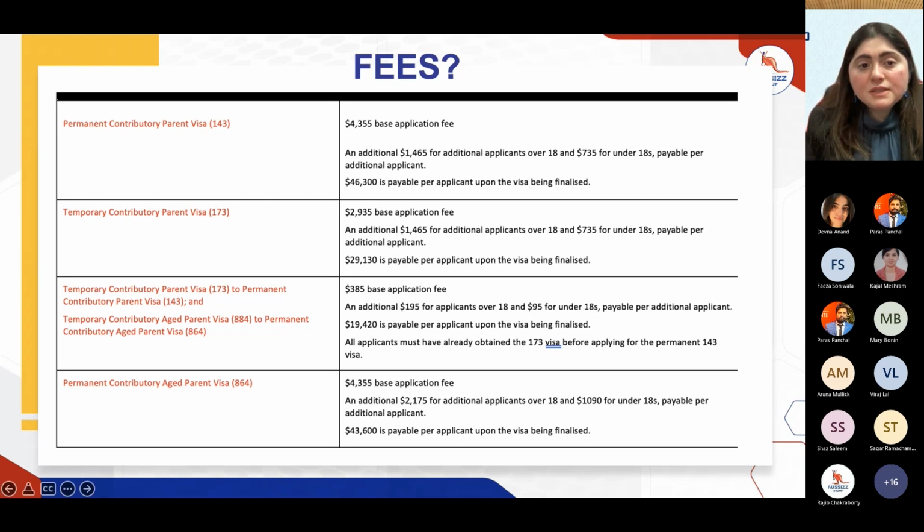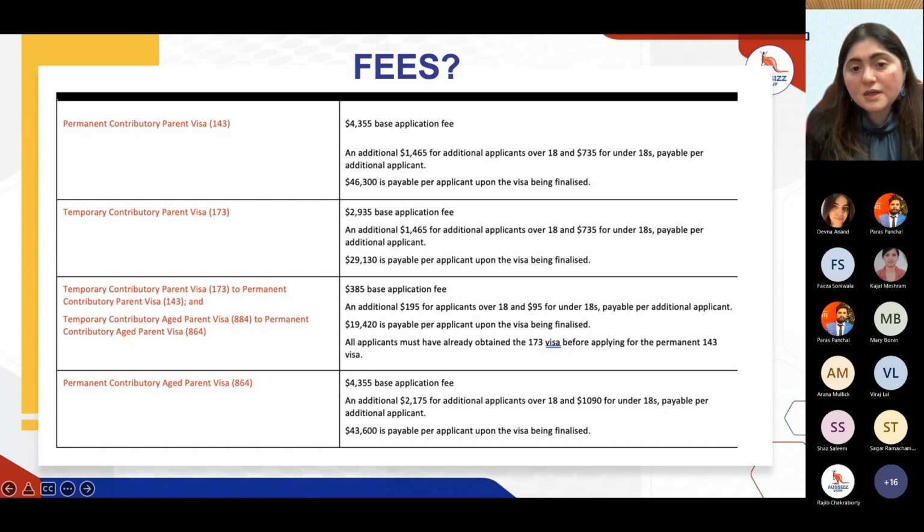The 173 visa, which is the temporary contributory parent visa, you pay $2,935 as the base application fees, which means at the time of application, when you are lodging the paper application, you pay these fees and the additional applicant fees if you have dependents on your application. Now, you will notice that as compared to $46,300, this fee of $29,130 is lesser because this is a contributory parent visa, but it is a temporary visa.